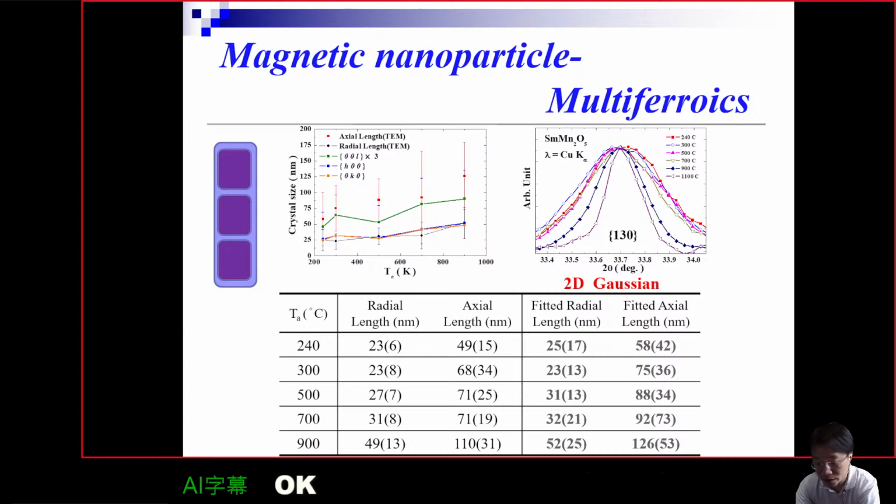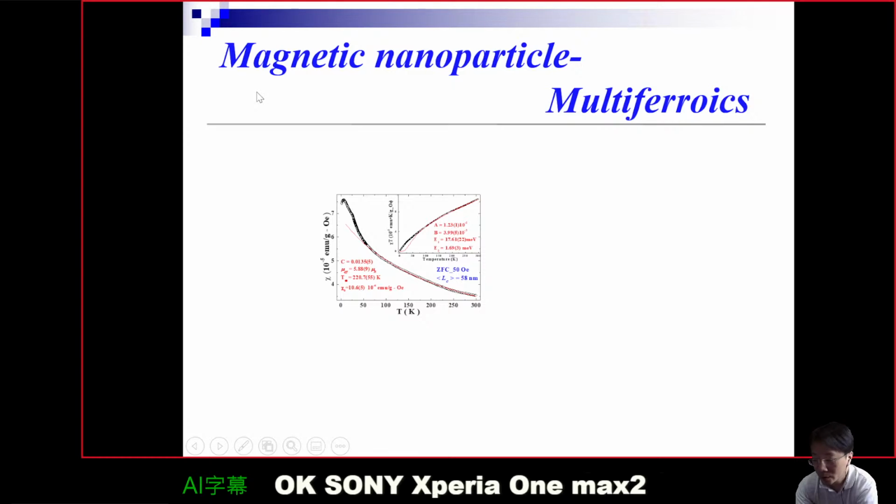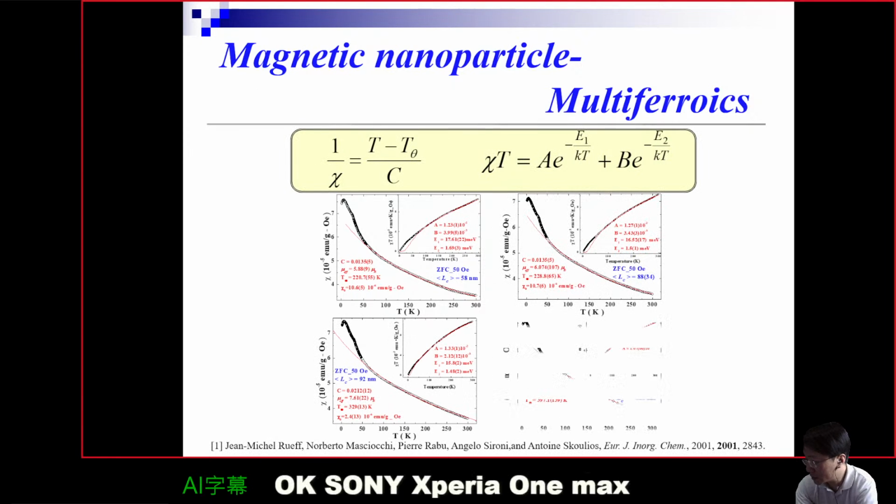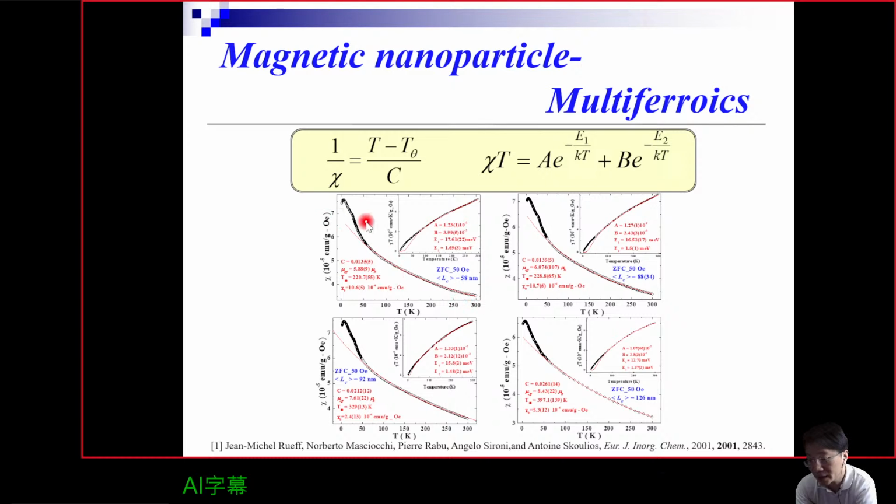Okay, so this is very important when you want to make real devices. Actually, that would be combined by this one. And we also discover this. We need to know its magnetic property. So here is the chi-T curve.